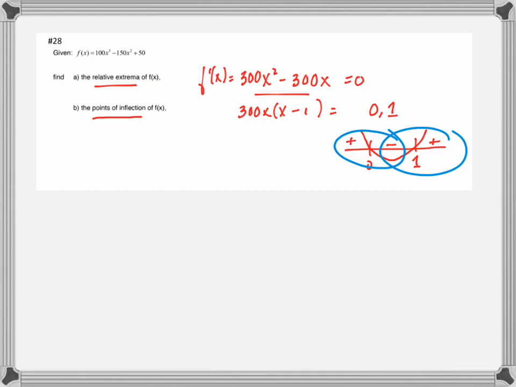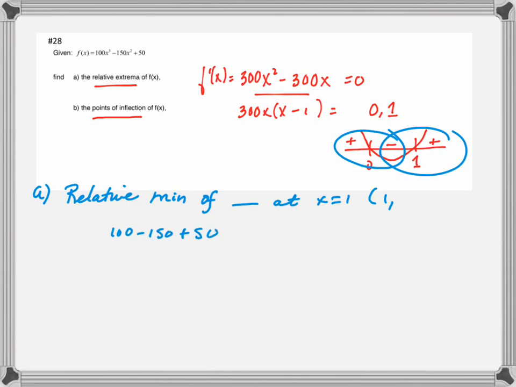So for the first one, A, you have a relative min of something at x equals 1, so 1 comma. So stick a 1 in there and you get 100 minus 150 plus 50, so you get 0. So at 1, 0 you have a minimum. And that's the only one.